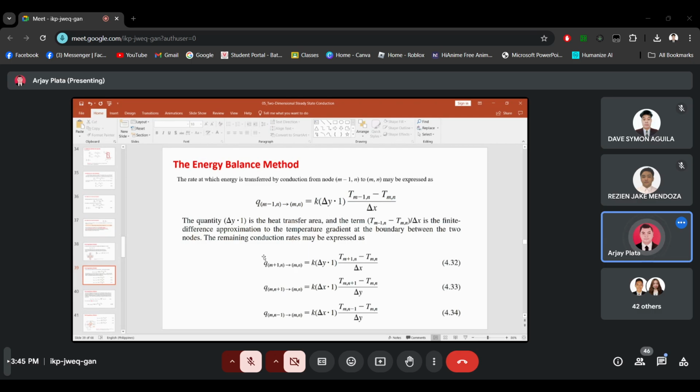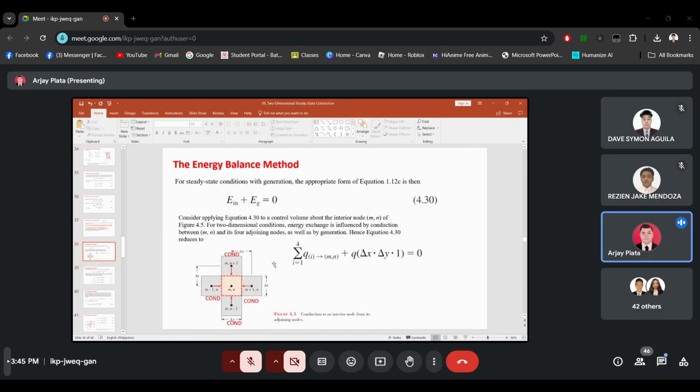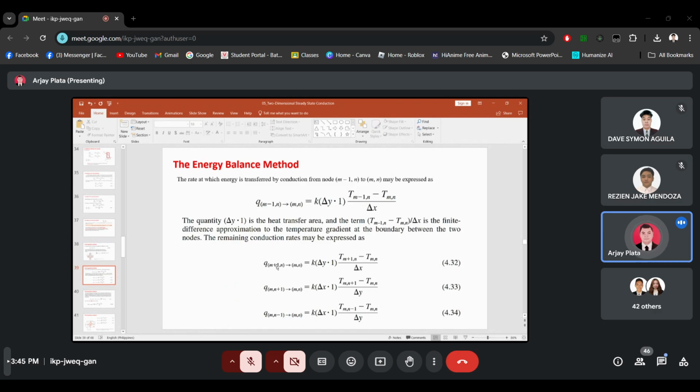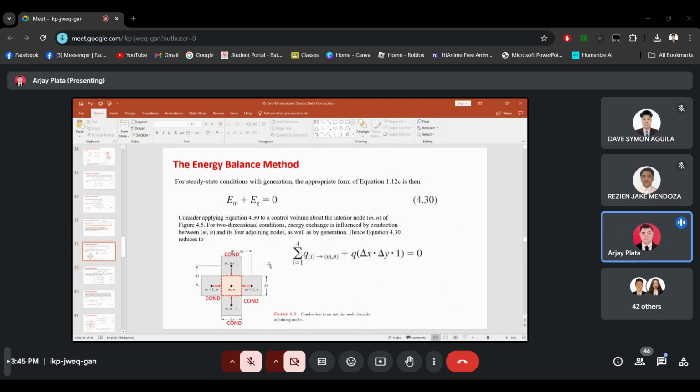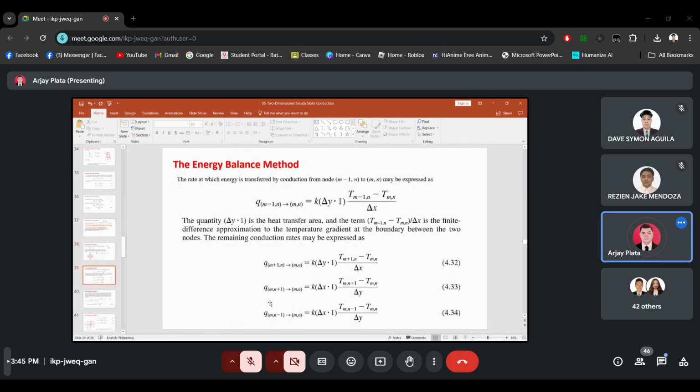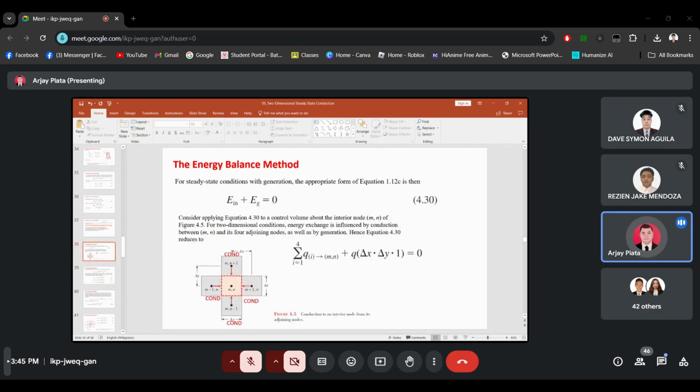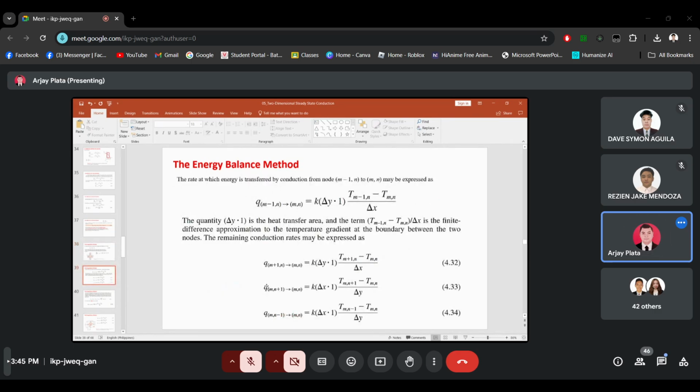So next is the next node, Qm plus 1n to Qmn. So the rate of heat transfer is K times the same area, delta Y, the area perpendicular to the heat transfer, which is delta Y times 1. And then T at M plus 1n minus Tmn is our delta T over delta X.